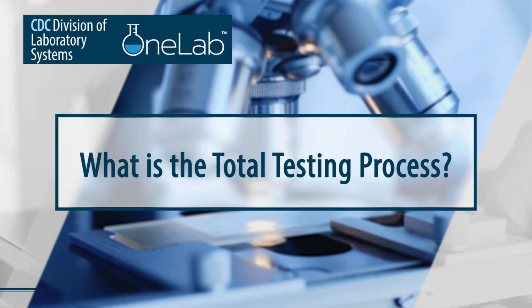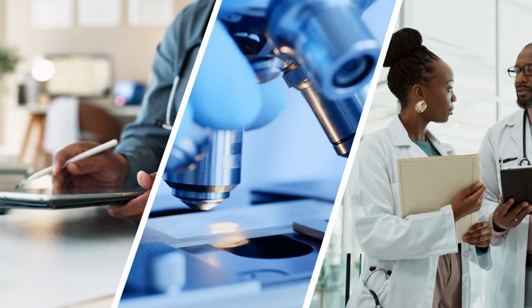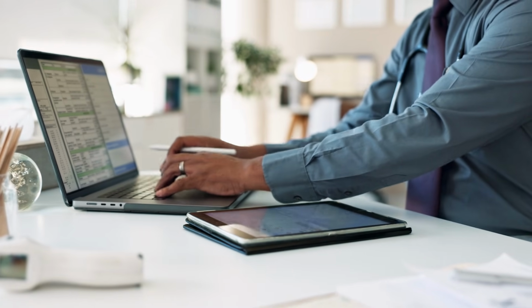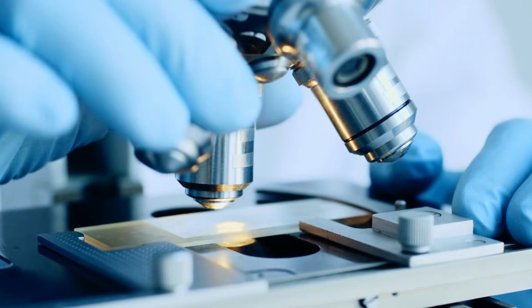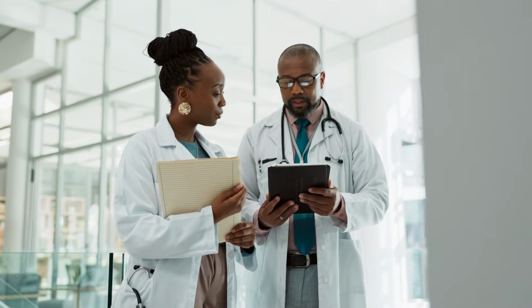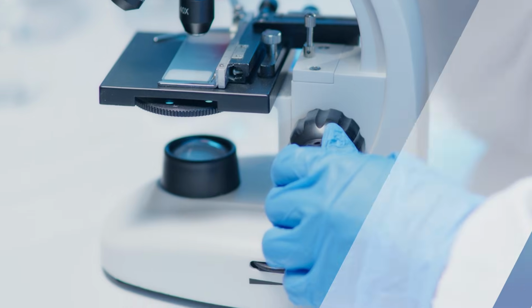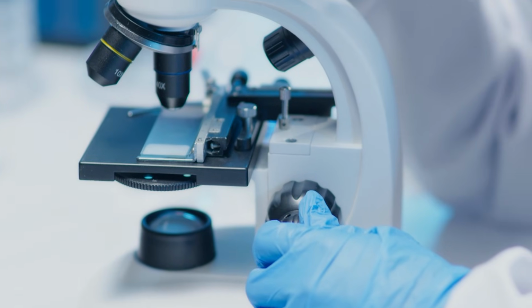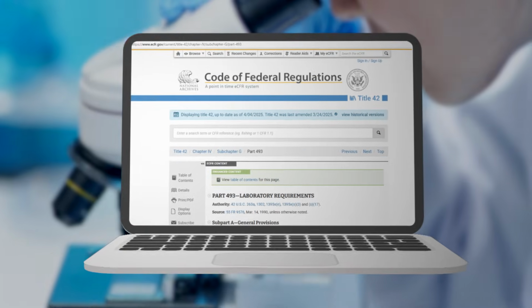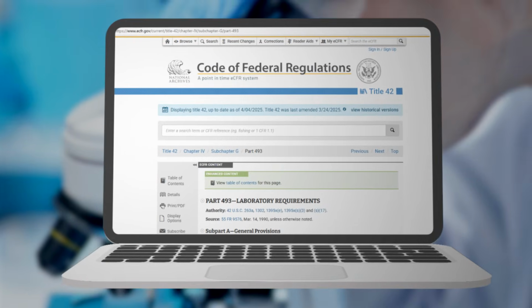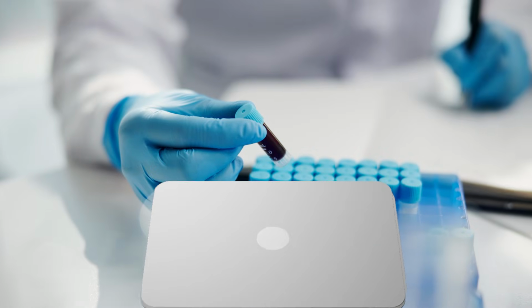The total testing process is a guide for clinical testing cycles involving all steps in each testing phase. Activities include requesting tests in the pre-analytic phase, performing tests in the analytic phase, and reporting results in the post-analytic phase. The total testing process helps diagnostic laboratories avoid common errors, follow regulations set by the Clinical Laboratory Improvement Amendments, or CLIA, and monitor quality.